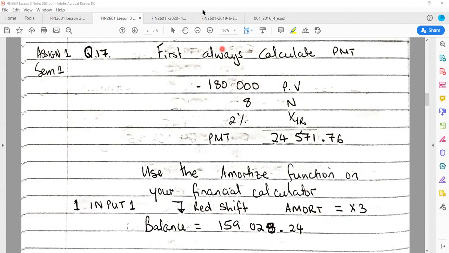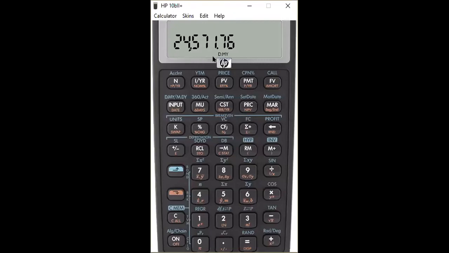Let me actually show you how you would do that. So you see we've got our PMT here, and we want to find out what the balance on the loan is at the end of the first year. So we press 1, then input, then 1 again, then the red shift button, then amortize, and the calculator will say amort per 1-1. Then we press equal to, and we get 20,971.76. This means from the 24,571.76 that Rosemary pays, 20,971.76 is going to the principal. It's going to the money that she borrowed.